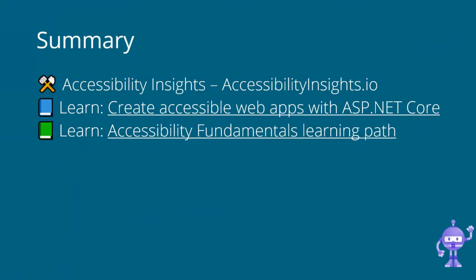accessibilityinsights.io. It's free. It's really awesome. It's built on top of Axe Core, which is a standard thing that's used across a lot of other things that support CI/CD and other things that you can do. And then there's the accessible web apps with ASP.NET Core, which is what we just went through. There's also an accessibility fundamentals learning path that you can take a look at.